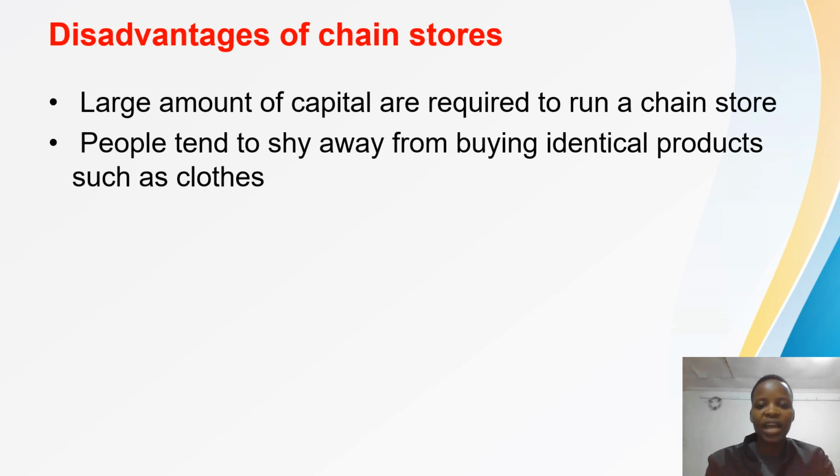People tend to shy away from buying identical products such as clothes. For example, we have a chain store which is dealing on a line of clothes, and the clothes they sell are similar. So we have those people who have different tastes and preferences. A person may prefer not to have similar clothes like what other people have. So this person will tend to shy away. And this is a disadvantage to the store because it will reduce the sales.